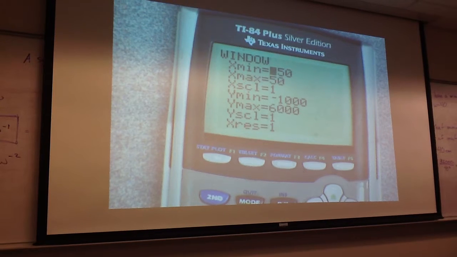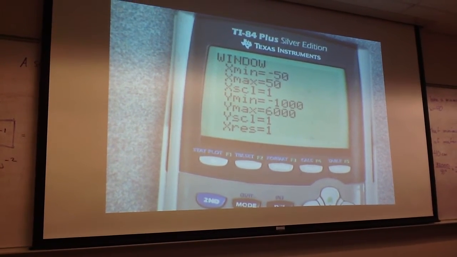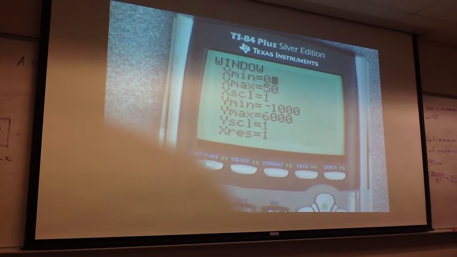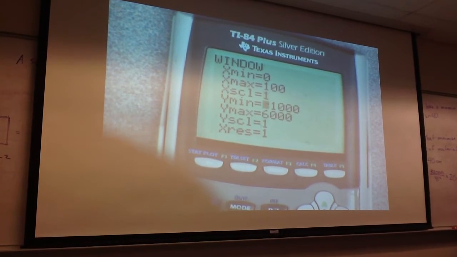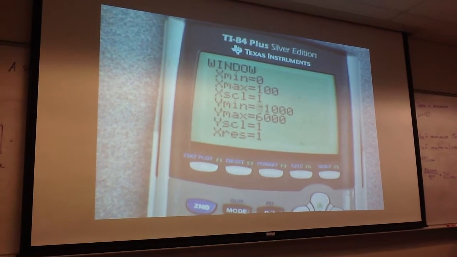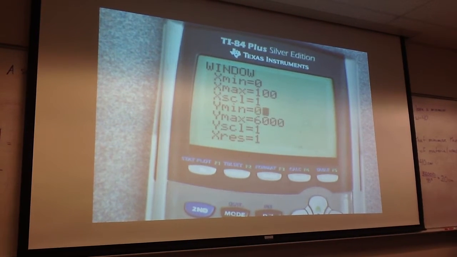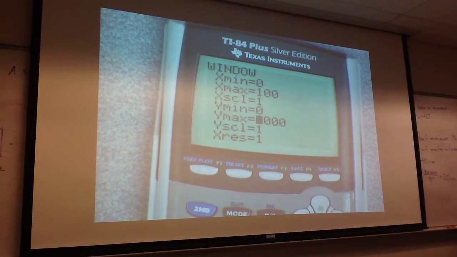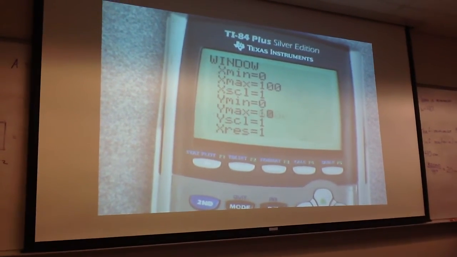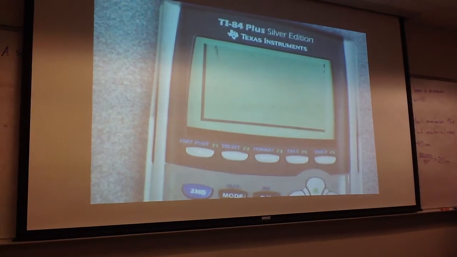First thing I'm going to do is change my window. I've played around with this before, so a good window for this: first of all, we know that the x value, that's our W, has to include 40. So maybe I'll go 0 to 100. And I know that the height of my function is describing surface area, and surface area is never going to be negative, so my y minimum will be 0. I would need to play around with the y maximum, but I have already done that a little bit, so I'm going to type in 15,000 and hit graph.